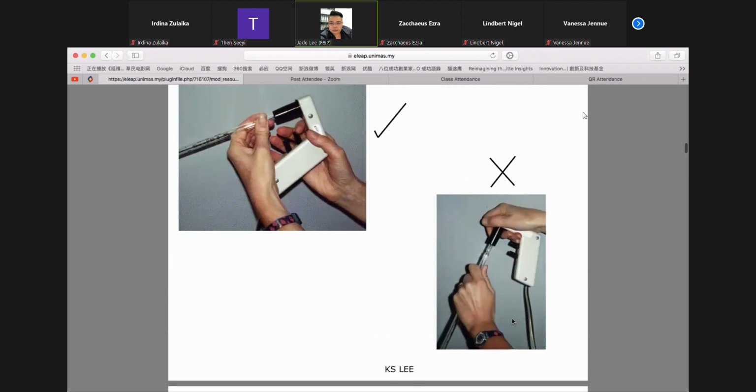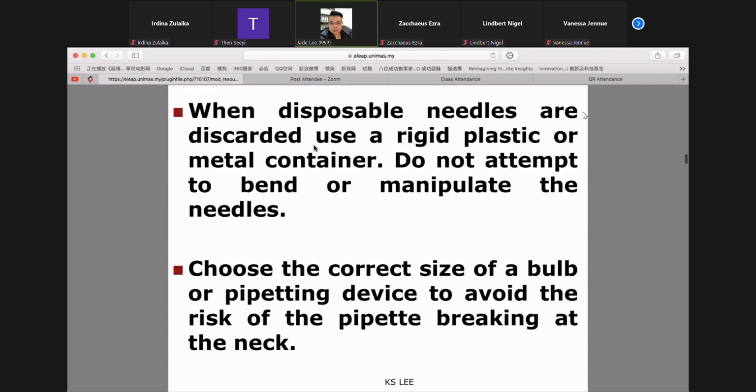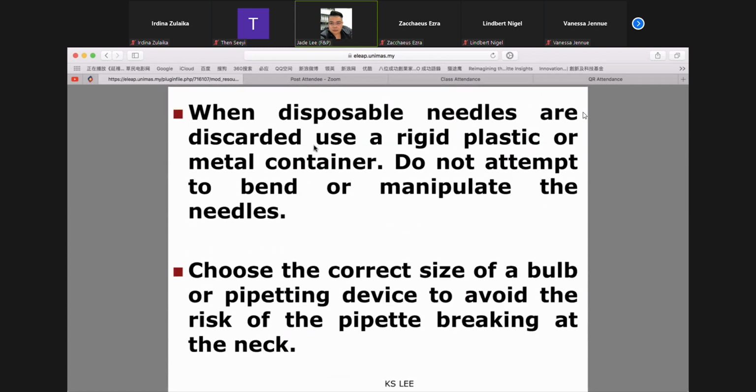And you must know the correct way to place your pipettes, okay? You don't press it with your hand so hard, because the neck may break, and in the end you may get cut. And you'll probably spoil the equipment, because the pipette gun can cost up to 2,000 per unit. So when possible, for needles that are discarded, use a rigid plastic or metal container, and do not attempt to bend or manipulate the needles.